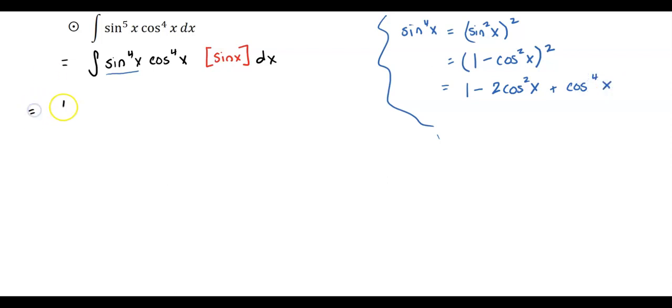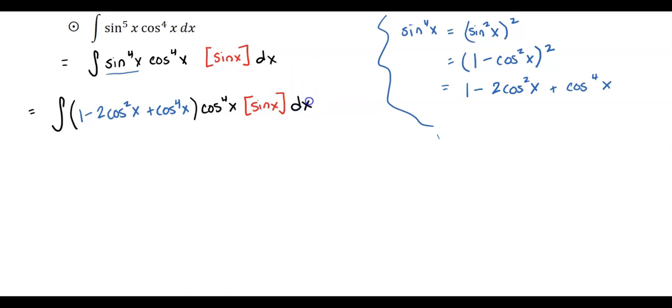So I'm going to rewrite my entire integral. And where I had the sine to the fourth of x, I'm going to put this new expanded cosine expression. And then I'm going to have the original cosine to the fourth of x that was there, and my reserved sine of x. And now I'm going to go ahead and distribute. I'm just going to do all of the distributing in one step for this one.